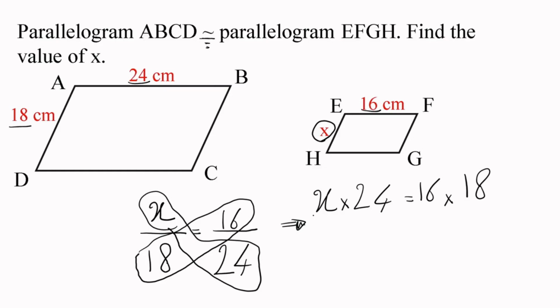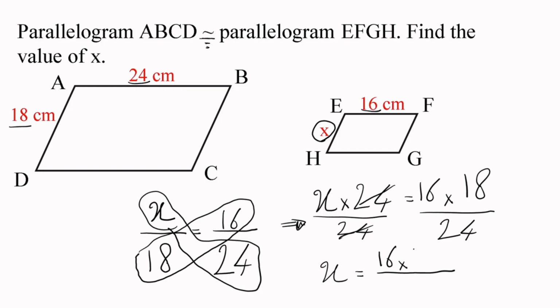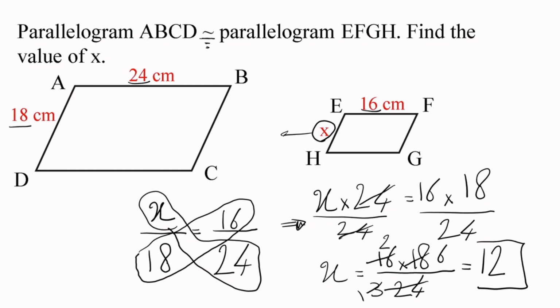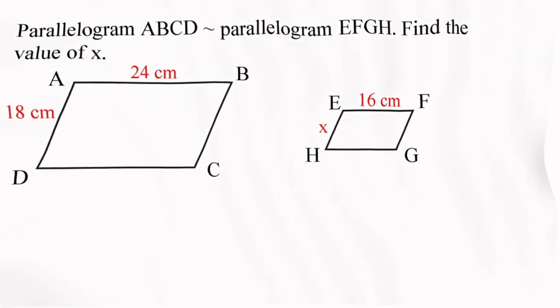I must make the x alone, so I must divide it by 24 and I must do exactly the same with the second side. These two are going to cancel each other out and I'm going to have x is equal to 16 times 18 over 24. I can simplify this one by 8, it's going to be 2, and this one by 8, it's going to be 3. This one by 3, it's going to be 1. This one by 3, it's going to be 6. And 2 times 6 will be 12. So the value of x is 12 centimeter. And this is the answer of this example.